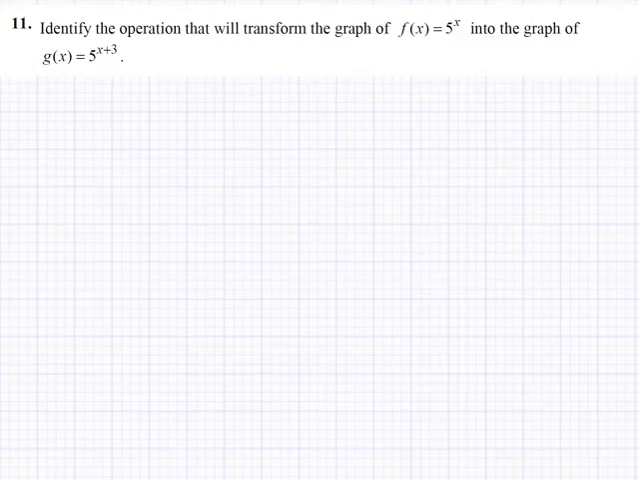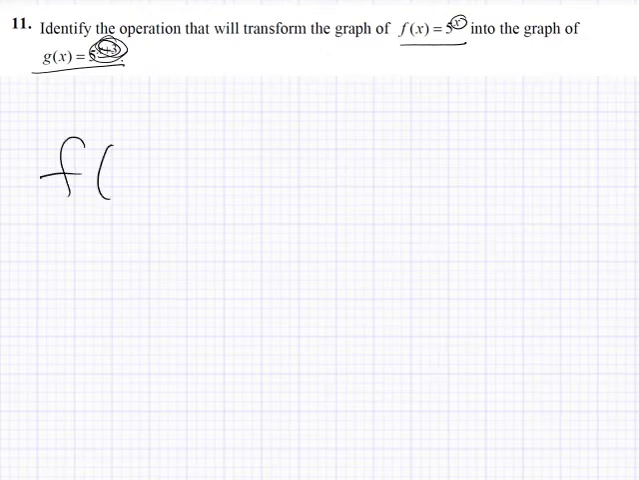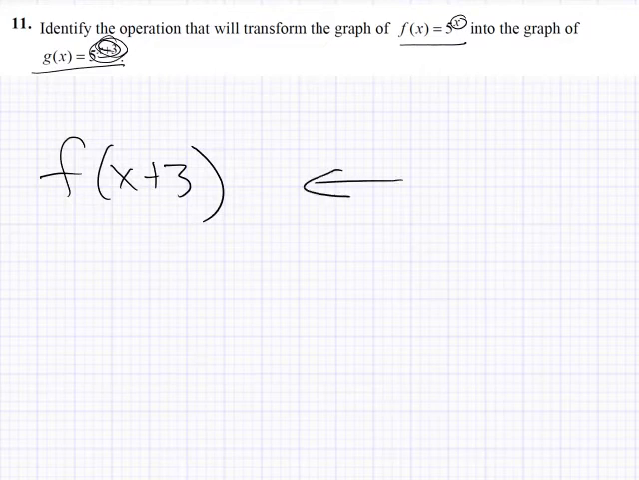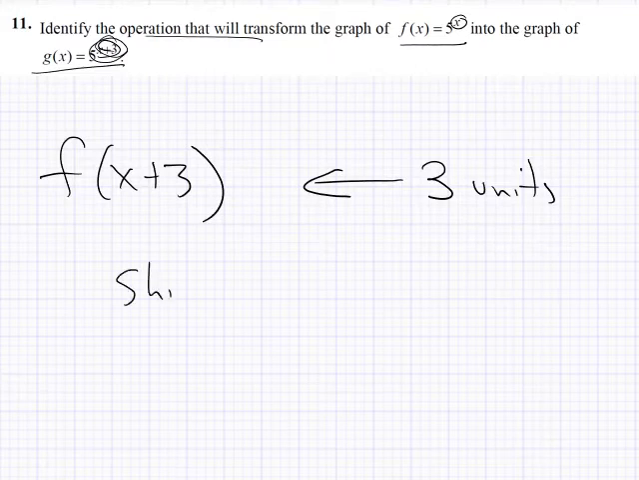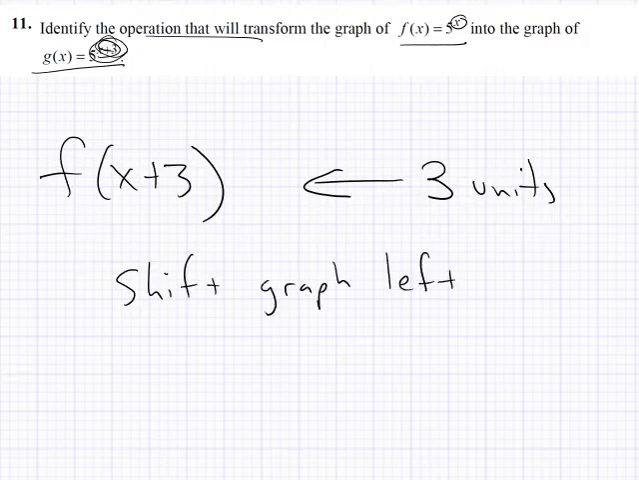So here we want to talk about how we're going to transform this function into this function graphically. And looking at the differences, there's a +3 up in the exponent, which is the inside of the function. Whenever you add 3 inside the function, you shift the graph left 3 units. So we would say the operation would be shift the graph left 3 units.